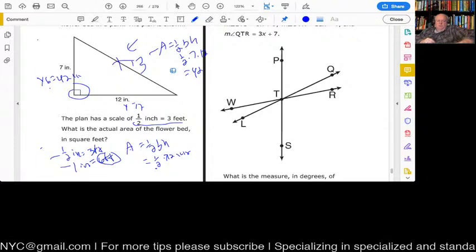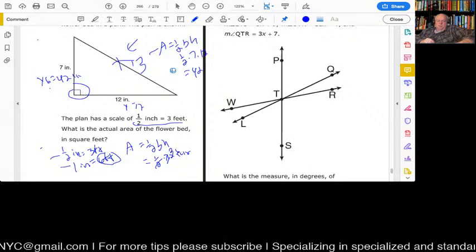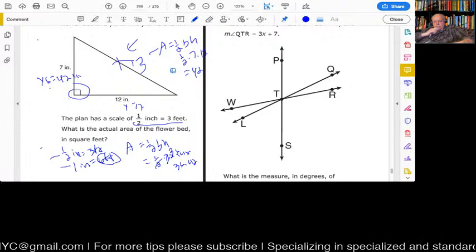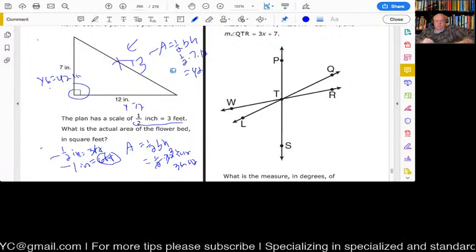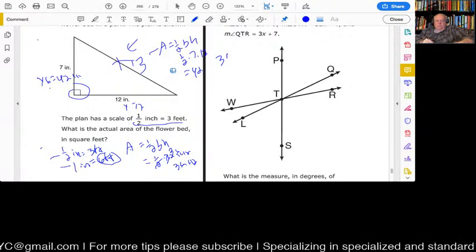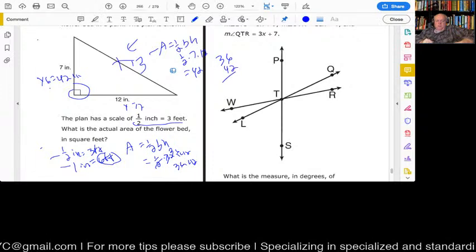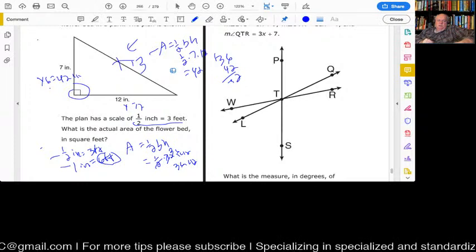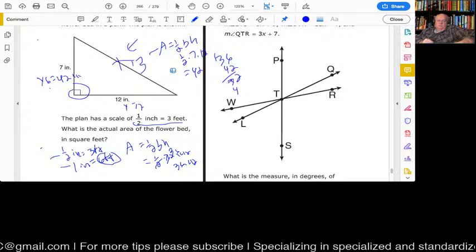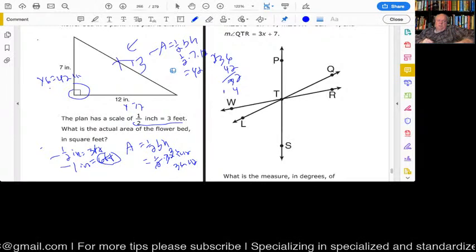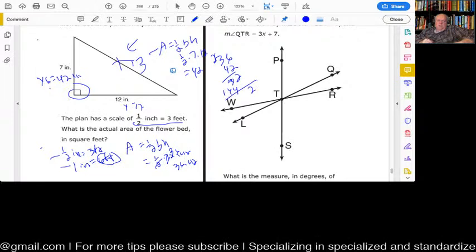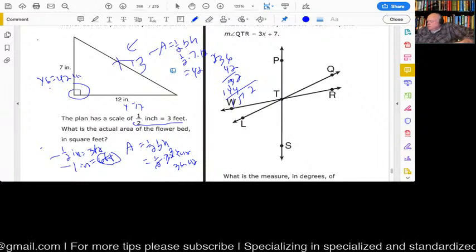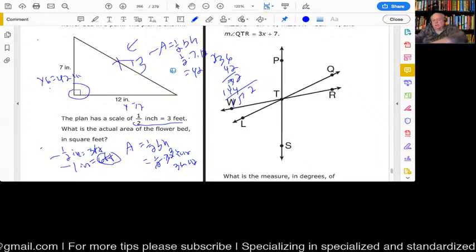Okay, we can cross that out, make that 36. So we have to solve 36 times 42. We get 72, 144, so we get 1512. Is that the answer? Yes, that's the answer. Okay.